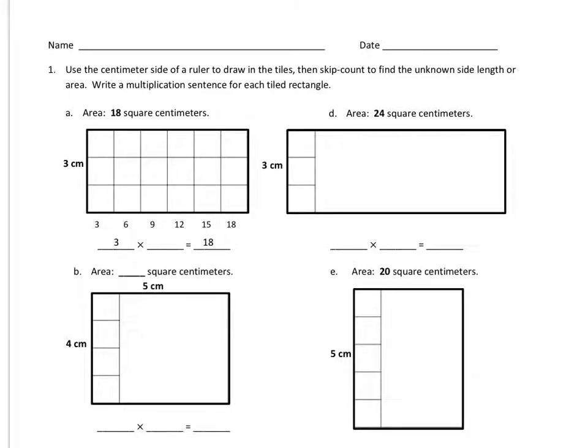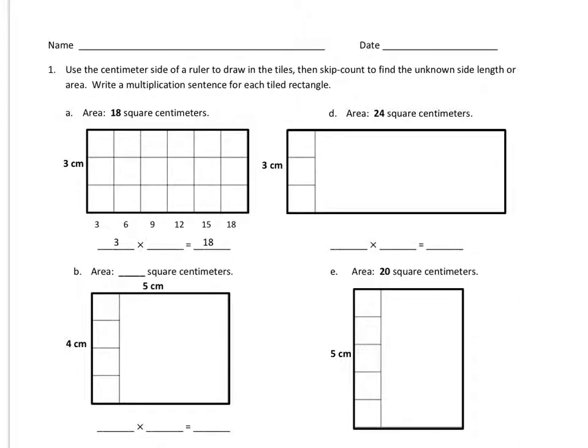So we're going to start by reading the directions for number 1. And it says, use the centimeter side of the ruler to draw in the tiles. Then skip count to find the unknown side length or area. Last is write a multiplication sentence for each tiled rectangle. So there's 3 things we need to do. We need to draw in the tiles, we need to skip count to find the unknown side length or area, and then write a multiplication sentence for each tiled rectangle.